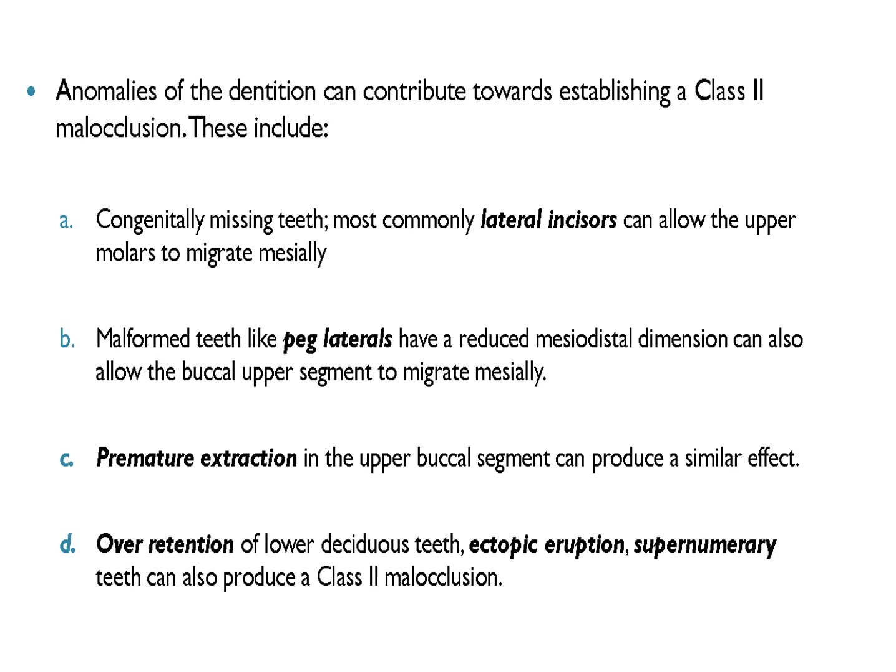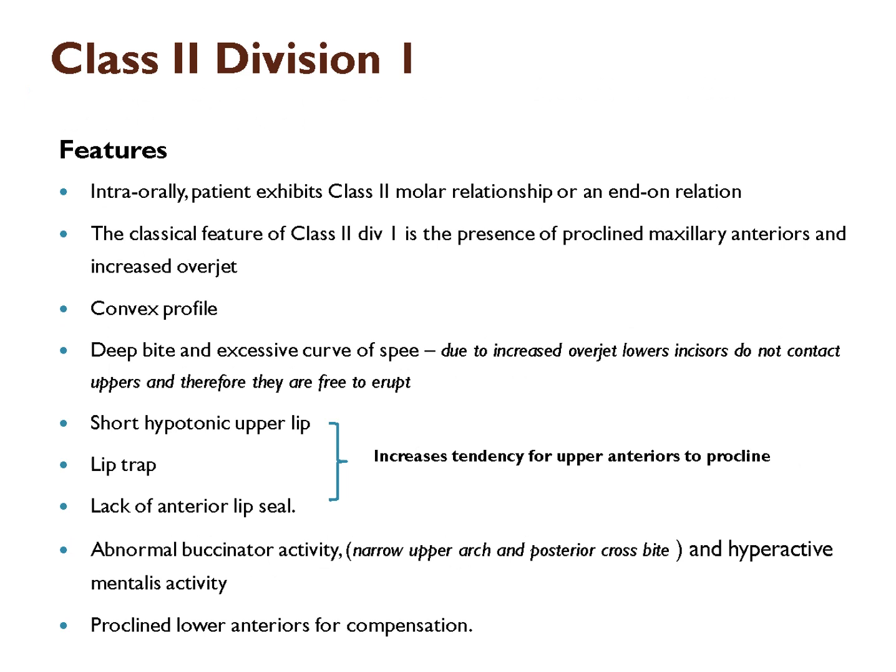Most commonly, if you see a class 2, most of them will have congenitally missing teeth, most commonly your lateral incisors. You will see peg laterals. Then premature extraction in the upper buccal segment can also lead to class 2 malocclusions. Over-retention of your lower deciduous teeth can also lead to malocclusions.